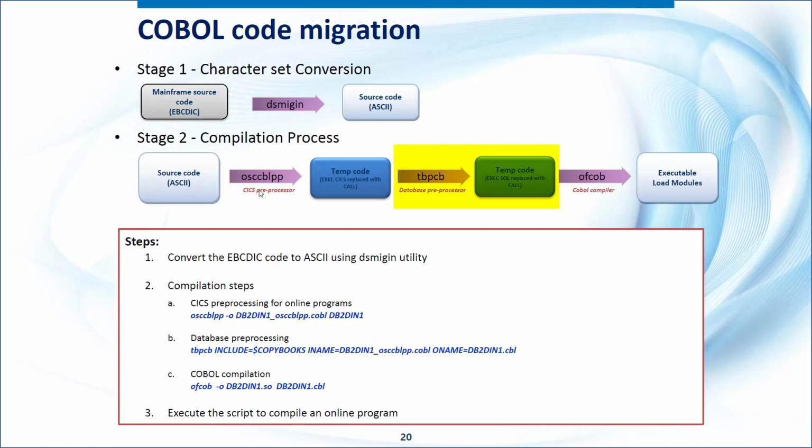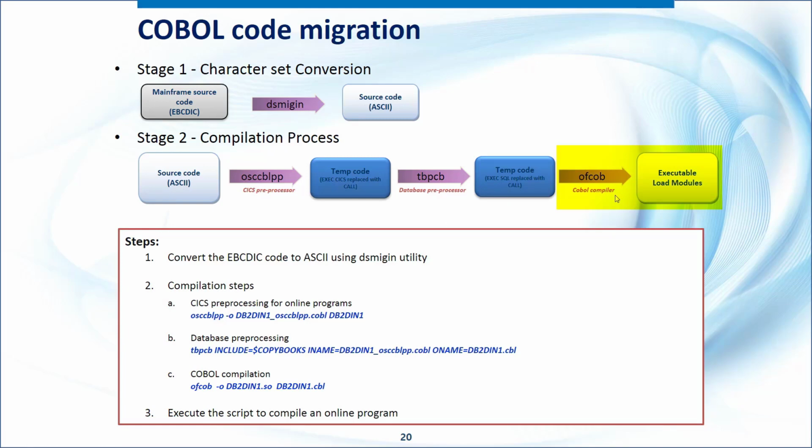The second step is database preprocessor. Typically, the database vendor provides their own preprocessor. In this scenario, we are using Tibero database, and hence the preprocessor name is TBPCP, which stands for Tibero preprocessor for COBOL. And the final step is the COBOL compilation.